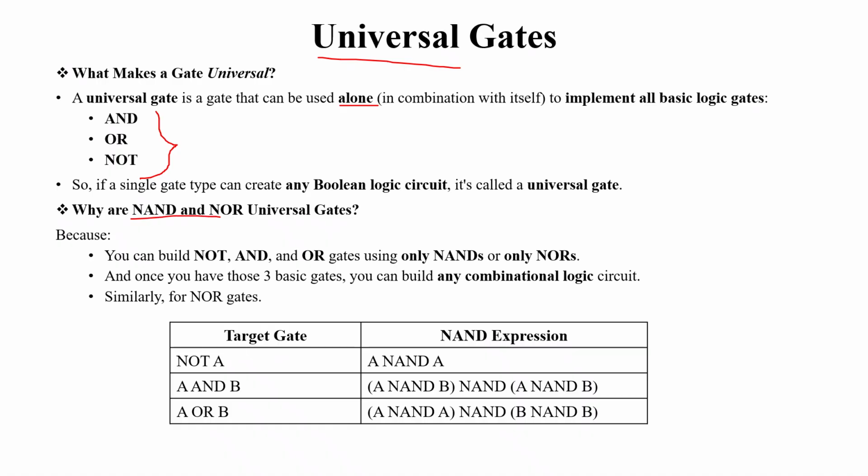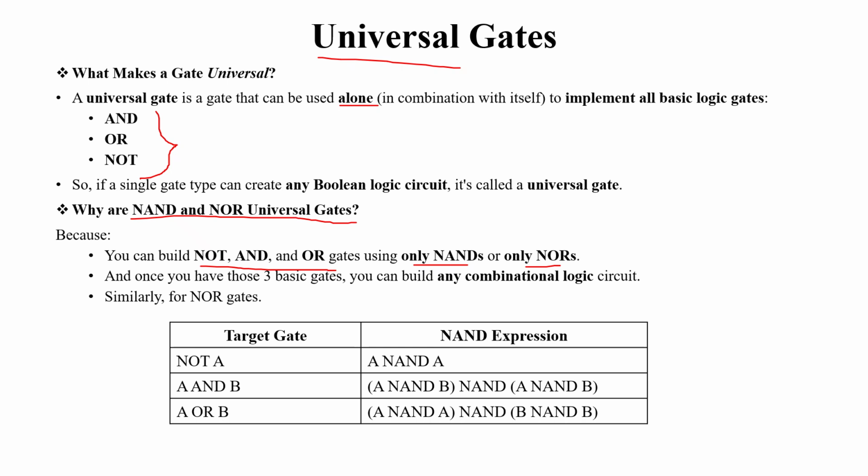Why are we specific about the NOR gate and the NAND gate? You can build NOT, AND, and OR using only NAND or only NOR, so we are able to provide these combinations. If the target gate is a NOT, the NAND expression will be A NAND A: the same input A is NANDed with another A. In case of target AND, A AND B, to get the output we go with A NAND B, and then NAND the output again with itself.